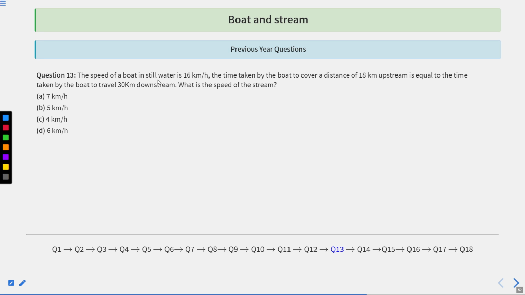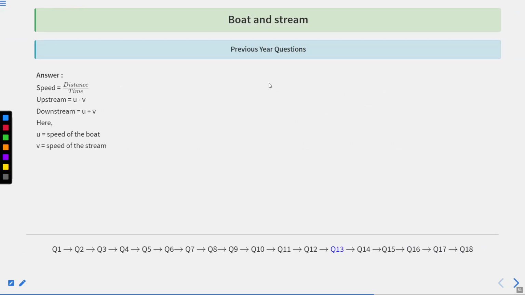The speed of the boat in still water is 16 km per hour. The time taken by the boat to cover a distance of 18 km upstream is equal to the time taken by the boat to travel 30 km downstream. What is the speed of the stream? Let me highlight some key formulas that will be useful here.